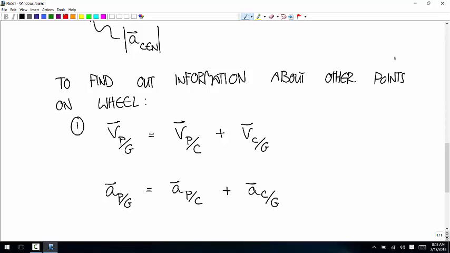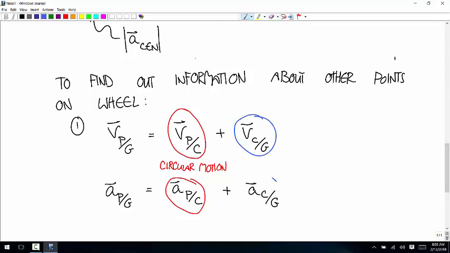Okay, so where do these terms come from? This one and this one come from circular motion, because all of those circular motion equations are assuming that the center is fixed, and that's what it means to calculate something relative to the center. And these two come from what we know about rolling without slipping.